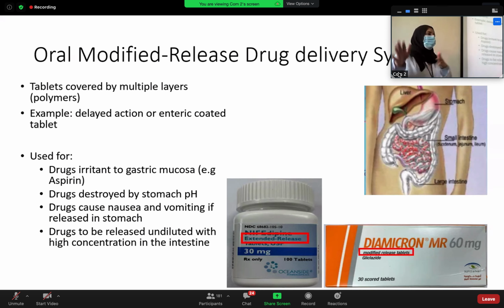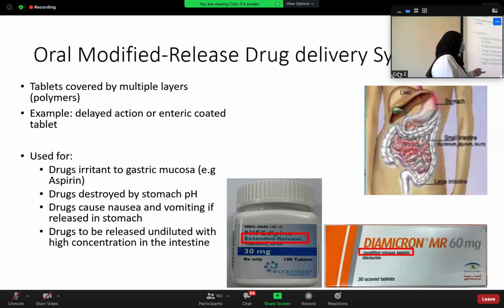We know that the pH is different between the intestine and the stomach. Drugs may cause nausea and vomiting if they are released in the stomach. Some medications have this as a side effect, and if it's formulated as a regular tablet, it might cause that kind of side effect. So to avoid or to mask this side effect, it will be formulated as a coated tablet and released to protect from these side effects.